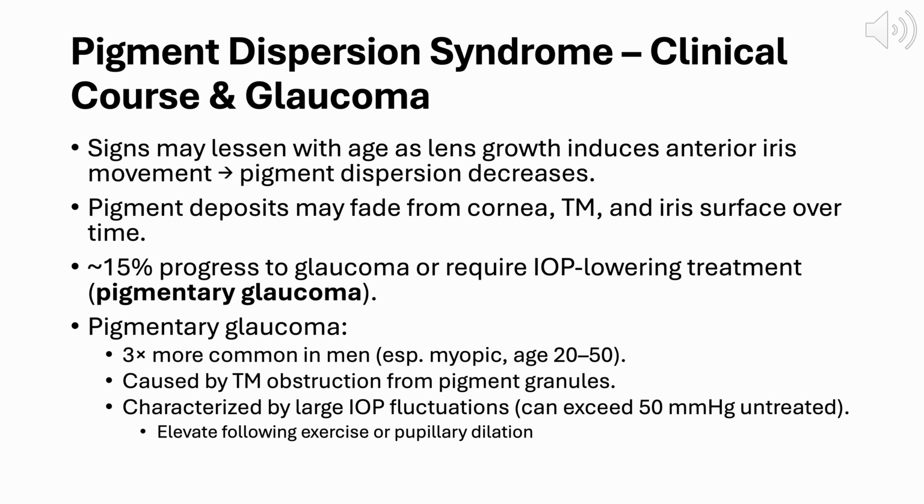This form of glaucoma is 3 times more common in men, particularly those who are myopic and between the ages of 20 and 50. It results from trabecular meshwork obstruction by pigment granules and is notable for large pressure fluctuations, sometimes exceeding 50 millimeters of mercury in untreated cases, which can be triggered by exercise or pupillary dilation. Recognizing these patterns is essential for monitoring at-risk patients and intervening before significant optic nerve damage occurs.